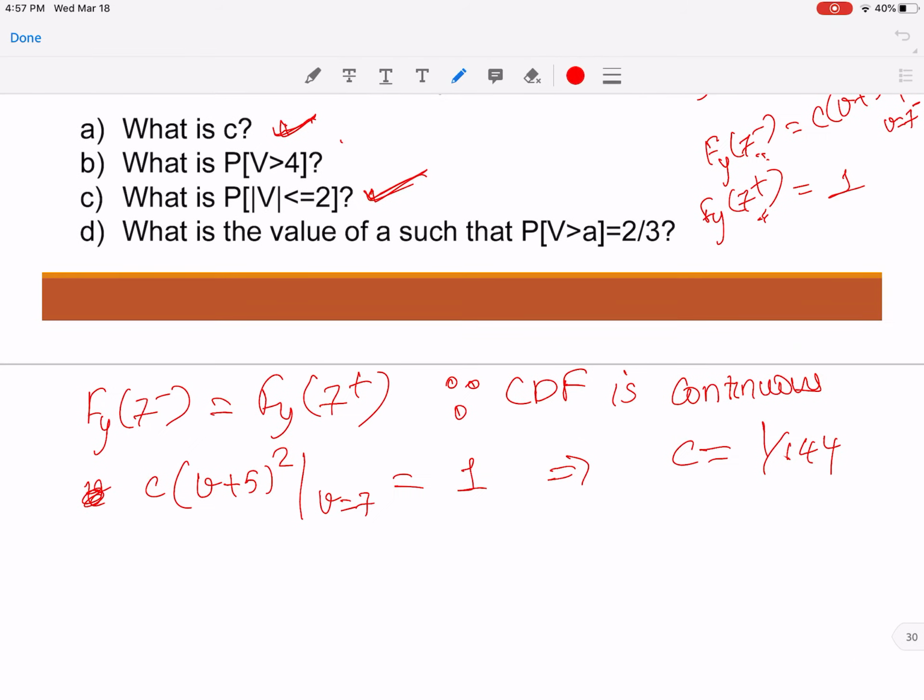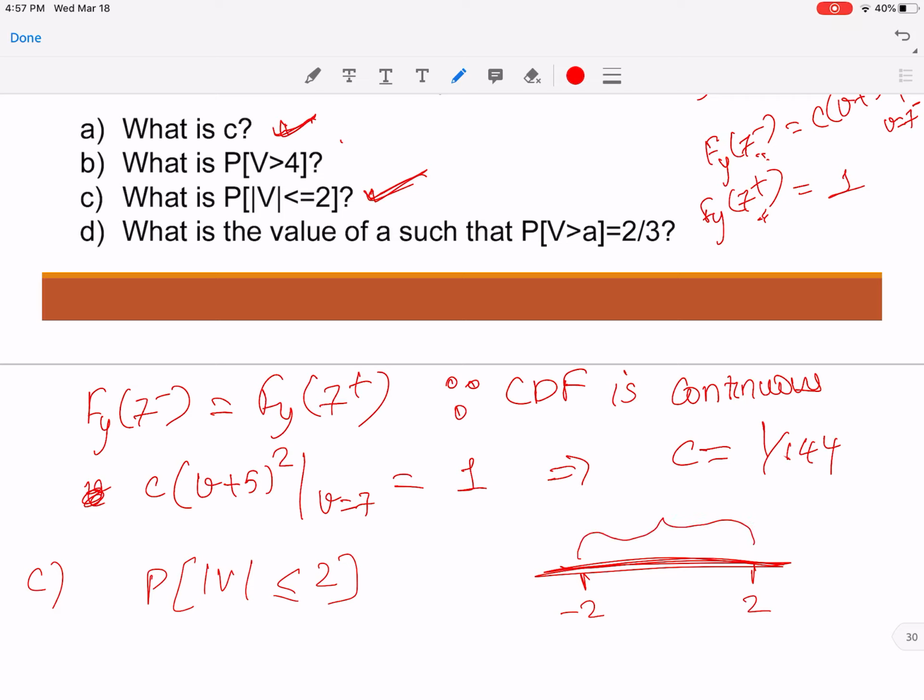Now let me solve part C, where I need to find the probability that the absolute value of v is less than or equal to 2. If you were to consider the number line, here I have -2 to 2, all the points in this interval are going to satisfy this condition. For example, if I were to take -1, the modulus of -1 is 1, which is in fact less than or equal to 2. All the points that are outside are not going to satisfy this condition. For example, if I were to take the point 3 outside of this interval, the absolute value of 3 is 3, which is not less than or equal to 2. In fact, it is strictly greater than 2.